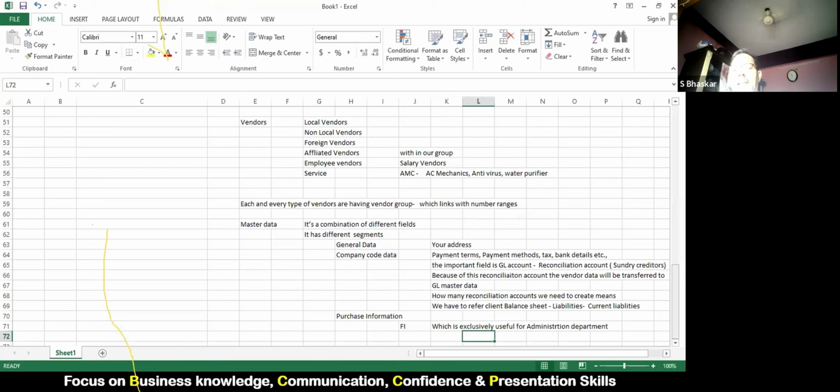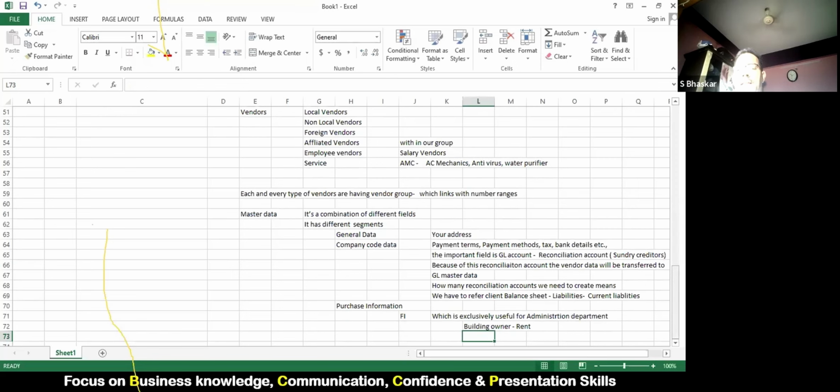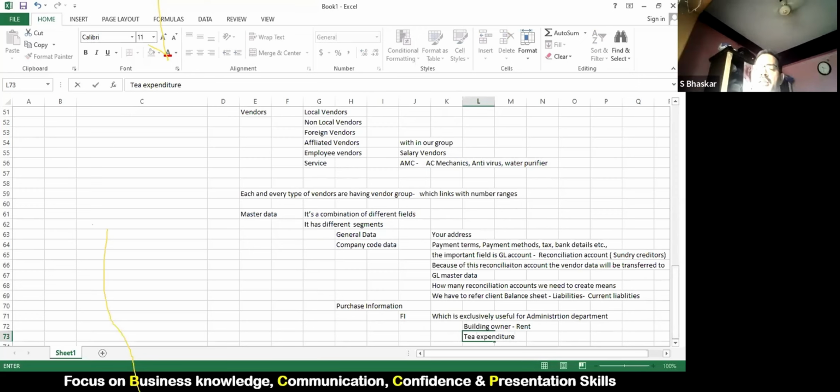An example, rent: you are a house owner, a building owner, and you are paying a rent amount. You are also paying tea expenditure. Maybe people are thinking that tea expenditure is small. If you are paying 10 rupees or 15 rupees, it is a normal 10 or 15 rupees. You just think about an organization.